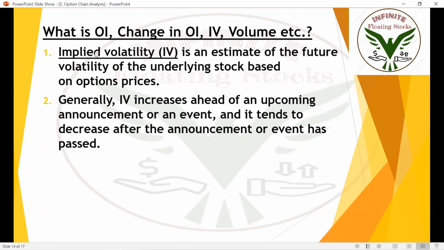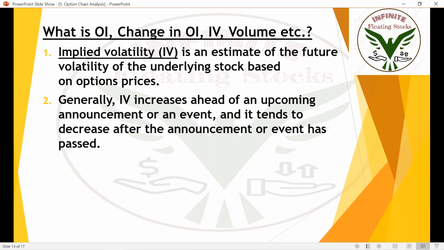All right. Now, what is OI change? Okay, it's the same. So, what is implied volatility? IV is nothing but implied volatility. It is an estimate of future volatility of the underlying stock based on option prices. Again, this is a formal definition. Don't get worried about it. If you're not understanding the definition, no worries. I'm going to explain it with pretty simple examples when we get onto the table.